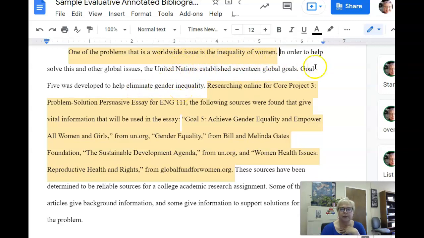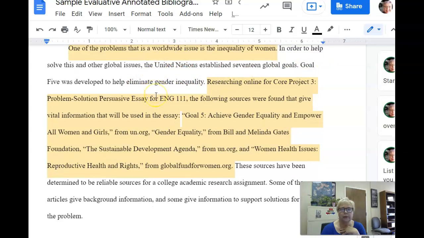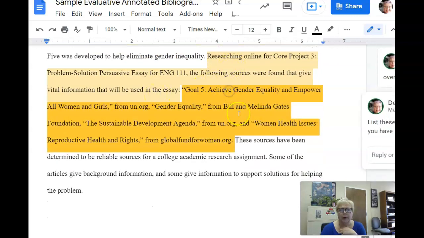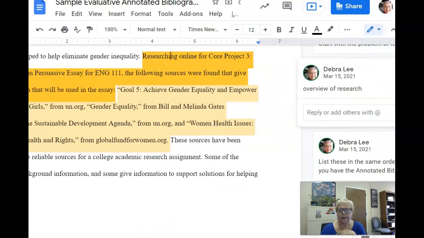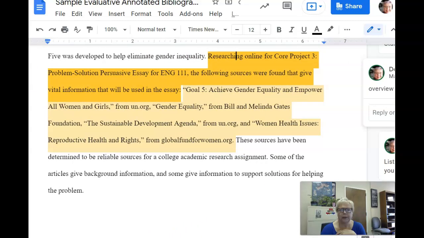You would, of course, substitute your goal that you're working on. And then this part, you have to give an overview of how you found the information. So you can see my comment. This is an overview of the research here. Researching online, because we did the research online. If you didn't do it online, if you went to the library and pulled actual books and things like that, magazines, you would say how you did that. But I believe just about everybody did their research online.